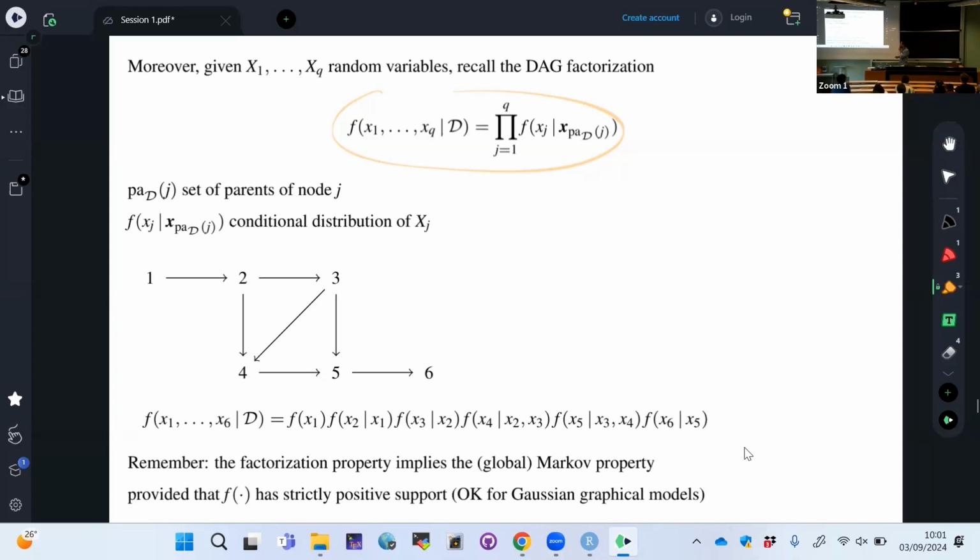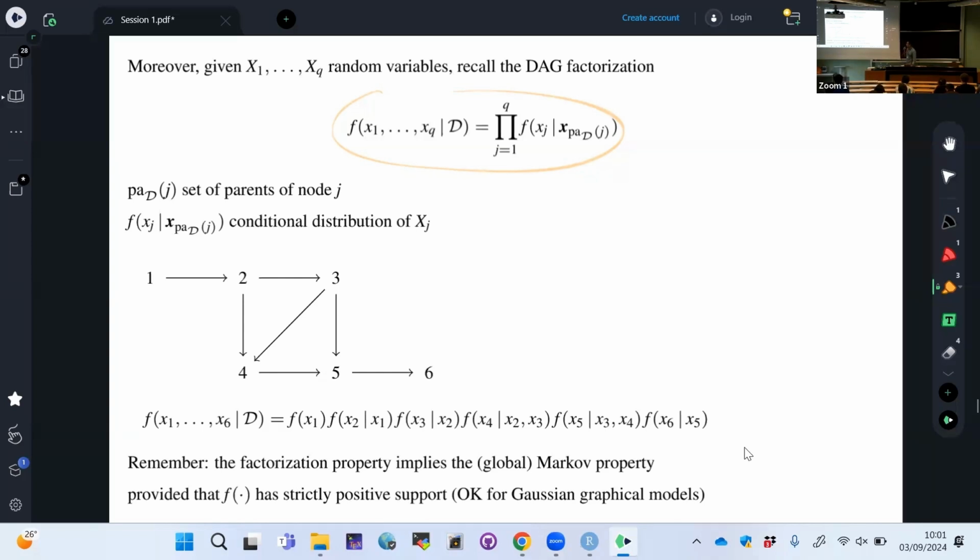So basically it is a product of conditional distributions, saying that the node j only depends on its parents. If, for example, you take the DAG here, then you can factorize the joint in the form reported here, as a product of 6 conditional distributions.